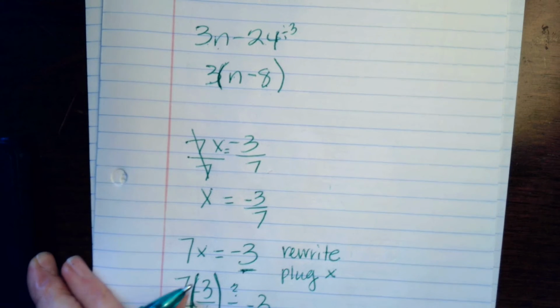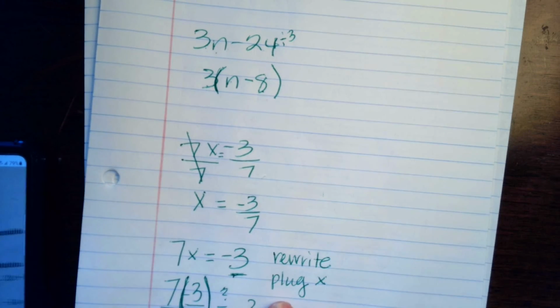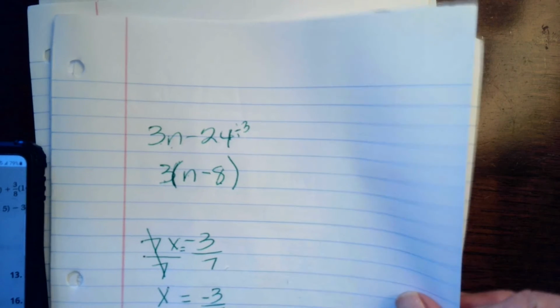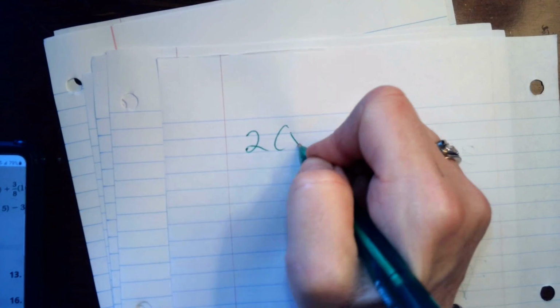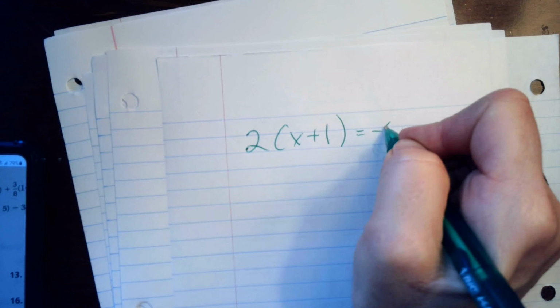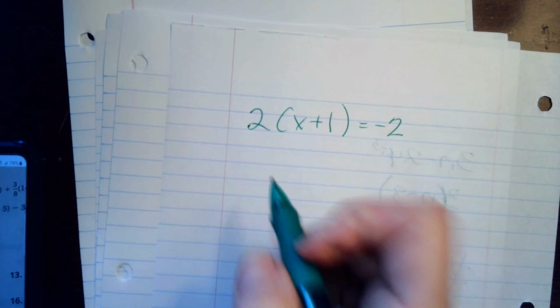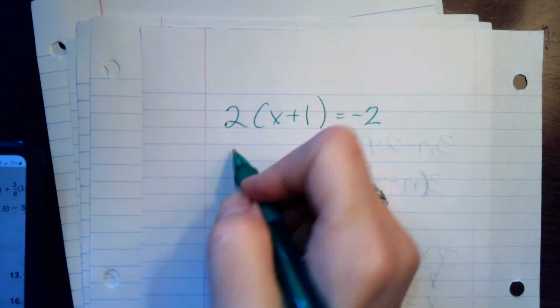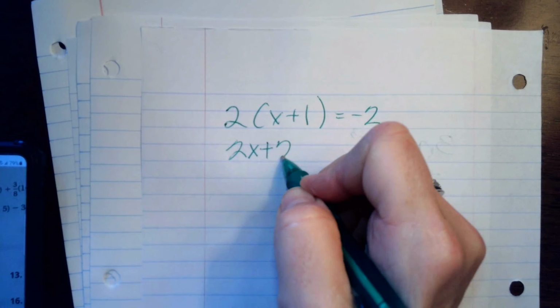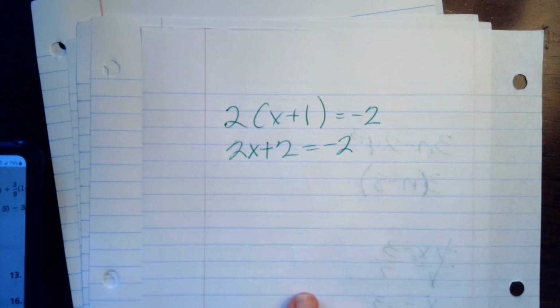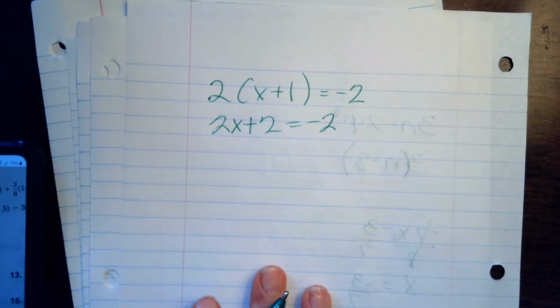So next one is 12. So we have 2(x plus 1) equals -2. So you're going to distribute because this parentheses is touching this number. 2x plus 2 equals -2. Does that make sense? Yes.